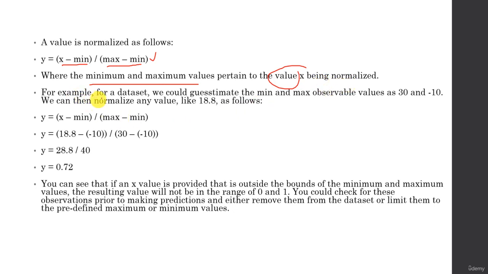For instance, let us take the example of our data set, where we could have a guess estimate of the minimum and maximum value. For our case, the maximum value is 30 and the minimum value is -10. We found this from our data set. This is the max and this is the min. Now after finding the maximum and minimum value, we can normalize any value. Let's say we want to normalize 18.8.